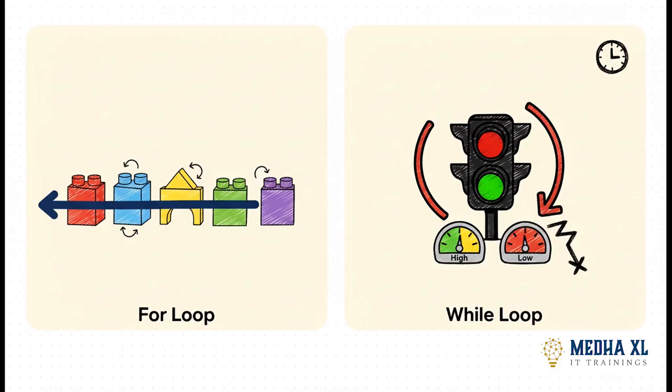On the other hand, you have the while loop. This is for when you need to keep doing something as long as a condition is true. Think about waiting for a file to download. You don't know how long it will take. You just know you have to keep waiting while it's not finished.